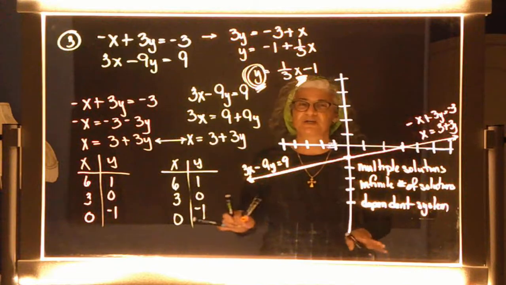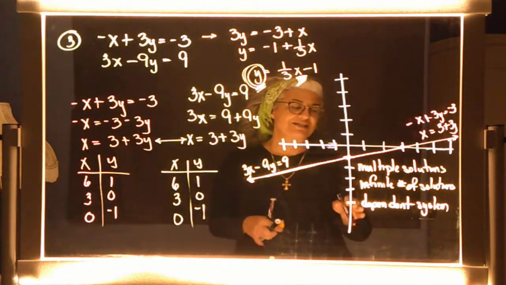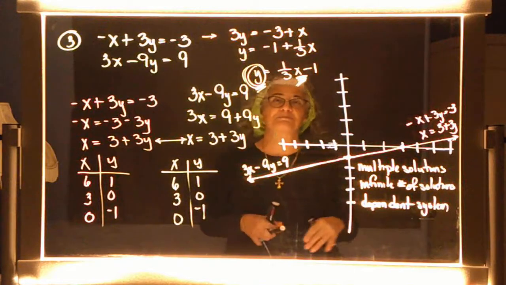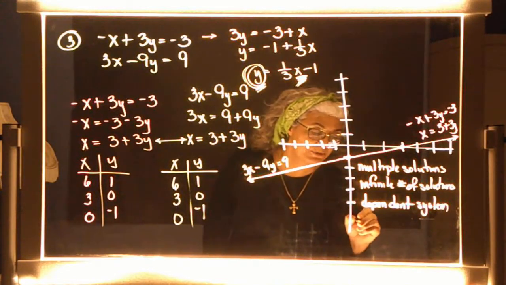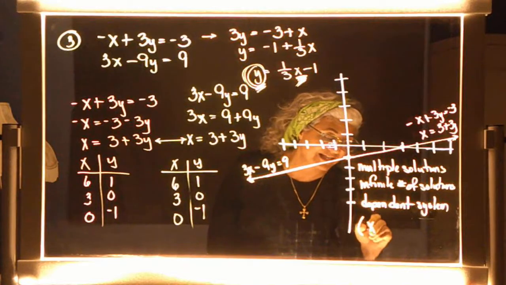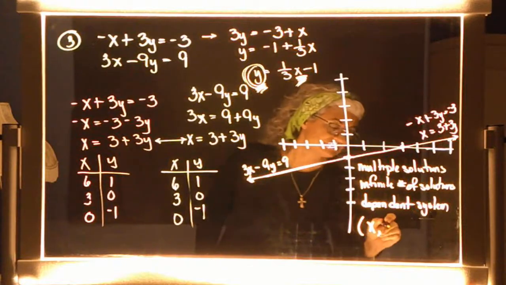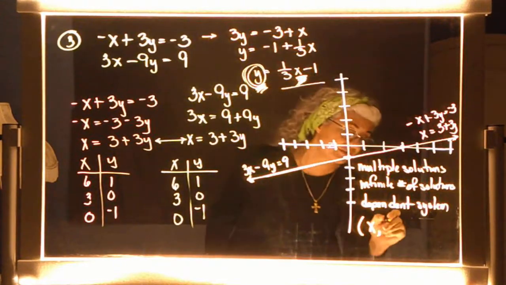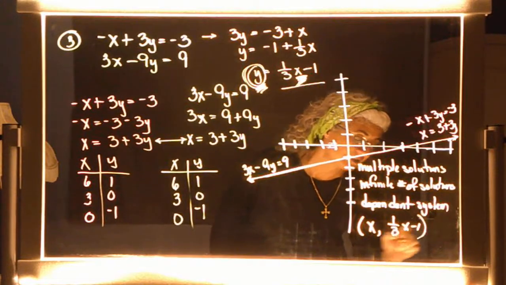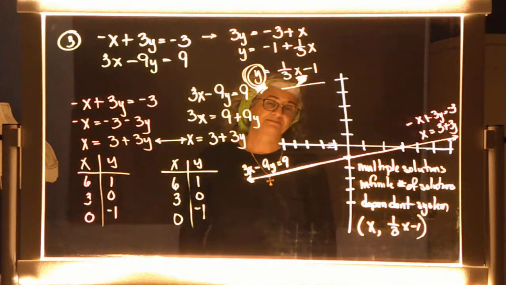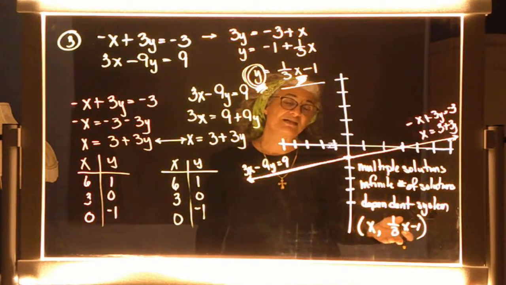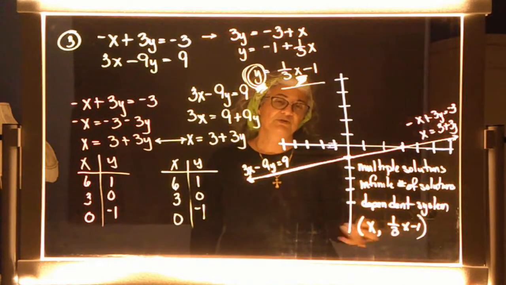There's a couple of different ways that you can literally write this answer after dependent system. I can literally put it as a point still. I can say x comma, and doesn't the y equal 1/3 x minus 1? I could literally write it as a point like that. So it depends upon what the authors of your book want. So be aware of that, okay? Do they want it written as a point like this? That's fine if they do, but just be aware of that.